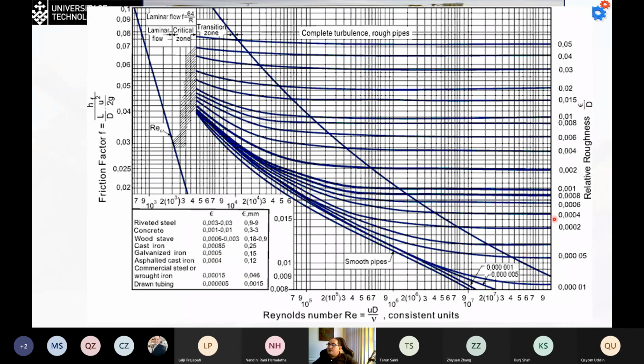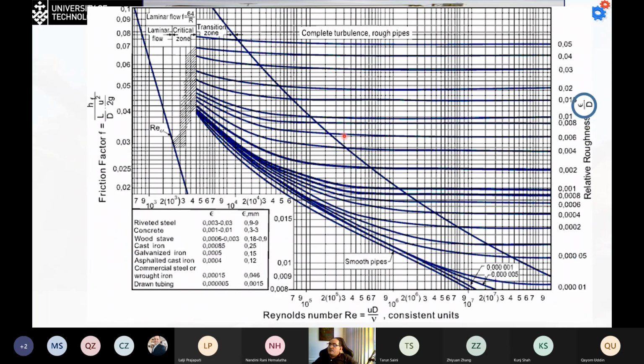The 0.005 is going to be a line between these two lines. And for example, the Reynolds number is going to be equal to 4 multiplied by 10 to the power of 6, which is going to be here. We intersect the two lines, and then we're going to intersect to find the value for the friction factor, or lambda.